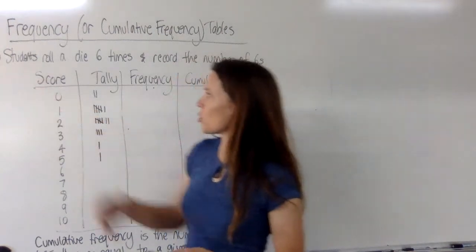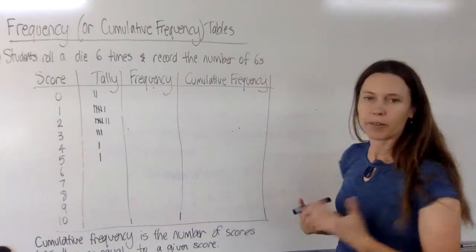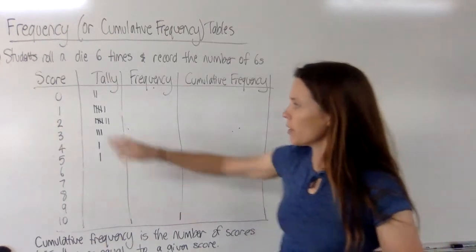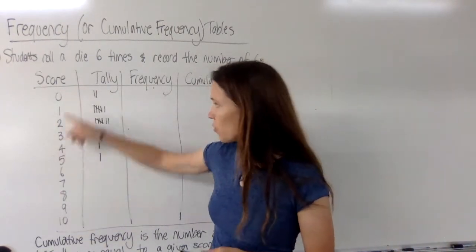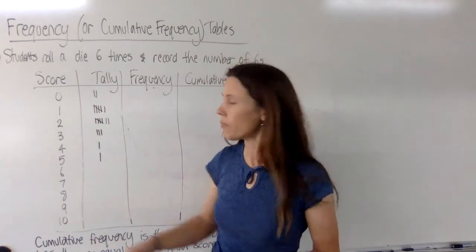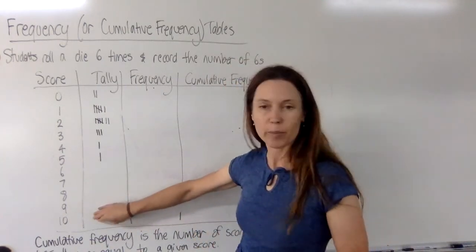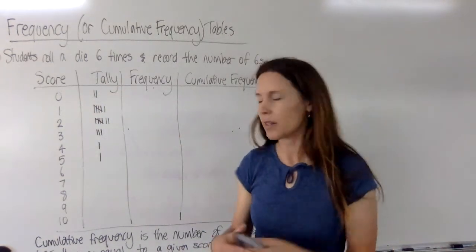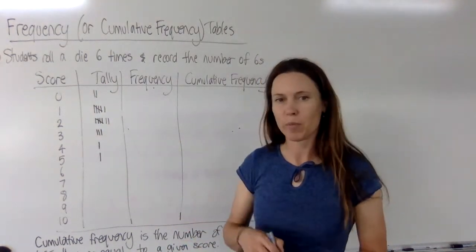Our experiment says 20 students roll a die 6 times and record the number of sixes. So that number of sixes that they got is their score. The possible scores that someone could have would be anything between 0 and 10. Obviously, it's not very likely that somebody's going to get all 10 sixes. And if I did a bit of a survey of the class, I've just made up some results here that perhaps we might have got.